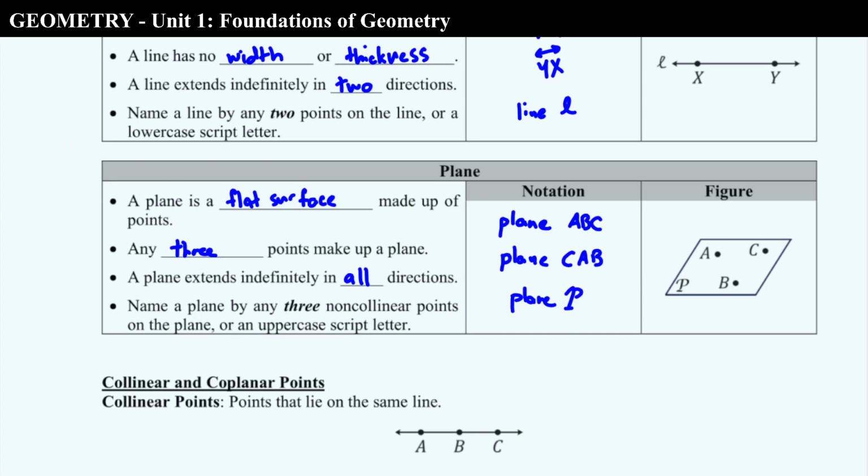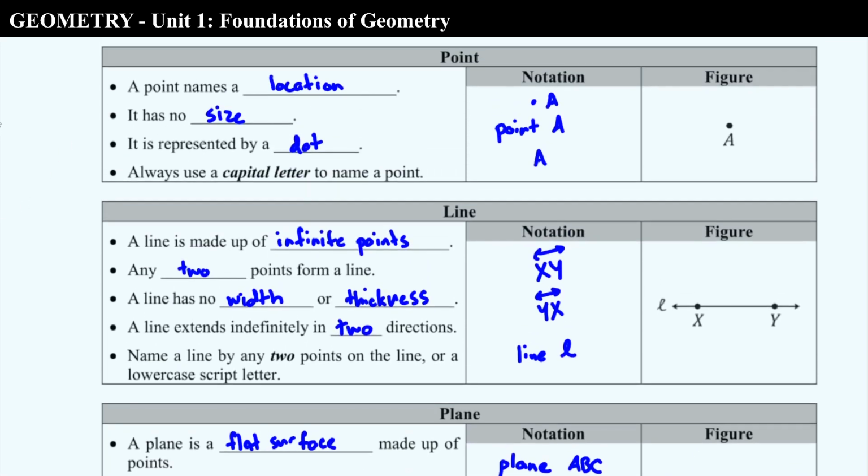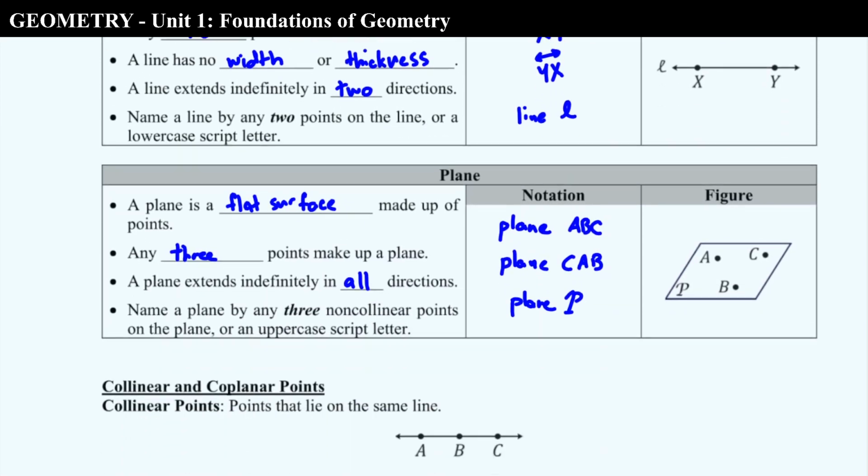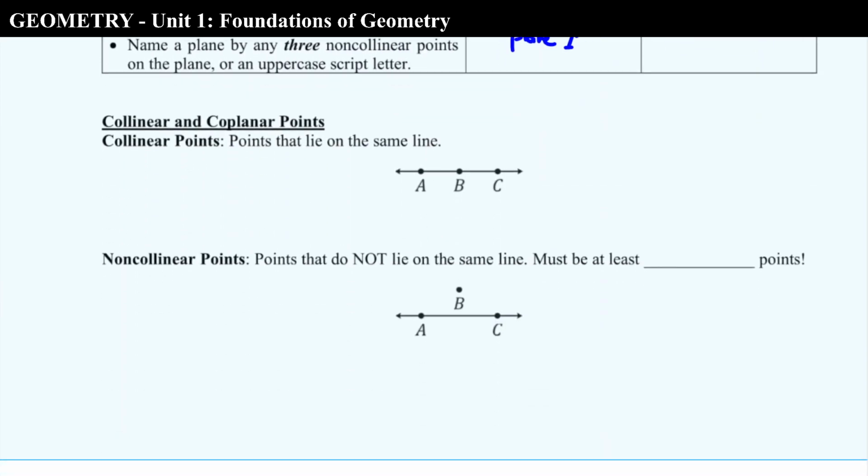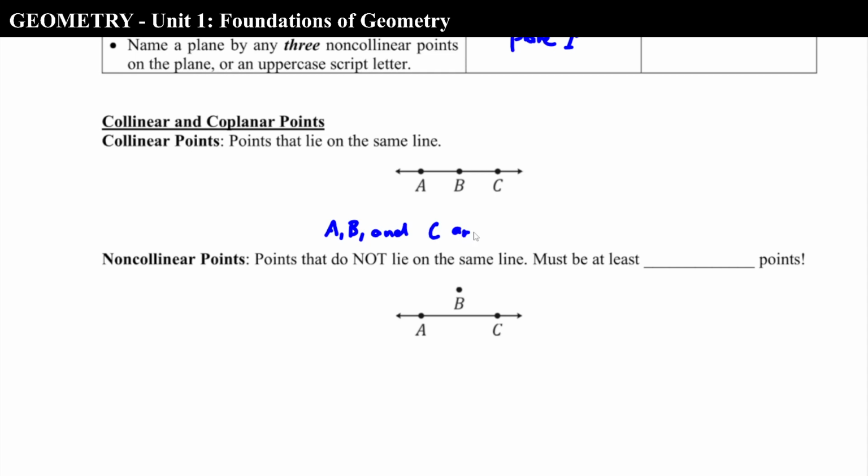All right, now that we've gone over what points, lines, and planes are, let's talk about collinear and coplanar points. Okay, so collinear points are points that lie on the same line. So for example here, we've got line ABC, and this line contains all three of these points. So we can say that A, B, and C are collinear.